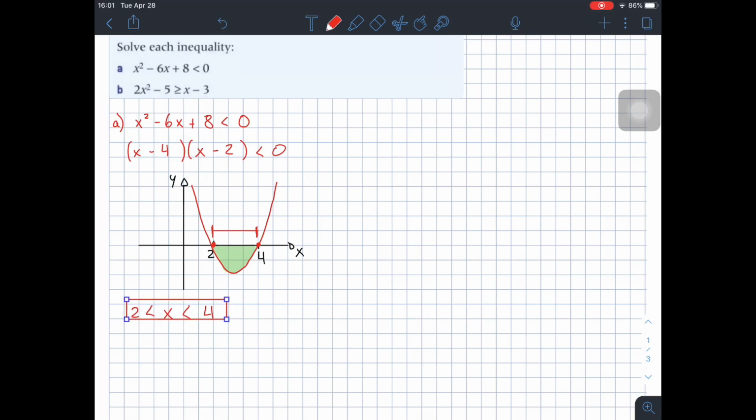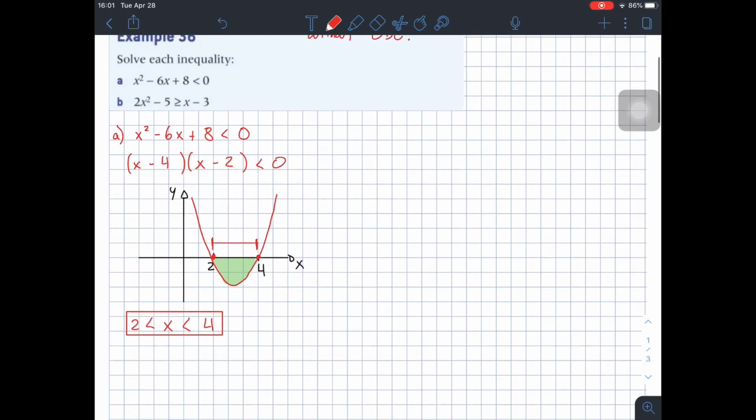Is it clear? I hope this is clear enough for you. So you see that there's not one specific solution here. It's a range or an interval of values. We could have here a 2.5 or 3 or 3.5 or 3.75, whatever, okay? All of those values fulfill this condition, which is that the equation is less than 0.